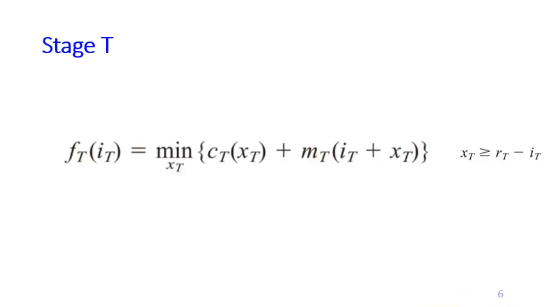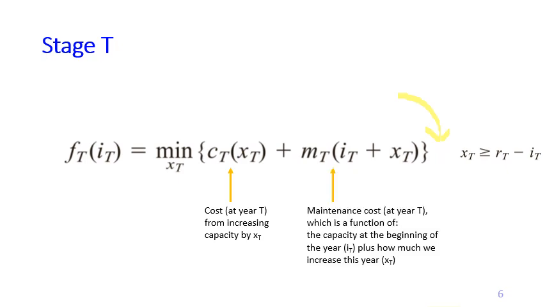So here's the recursion function for the stage big T. This is the very final stage. That's why you don't see f_{T+1} here. So c_T(x_T) is the cost at year T from increasing the capacity by x_T. This is the maintenance cost which we will pay from maintaining whatever we have at the beginning plus whatever we built this year. And then this is the allowable decision.